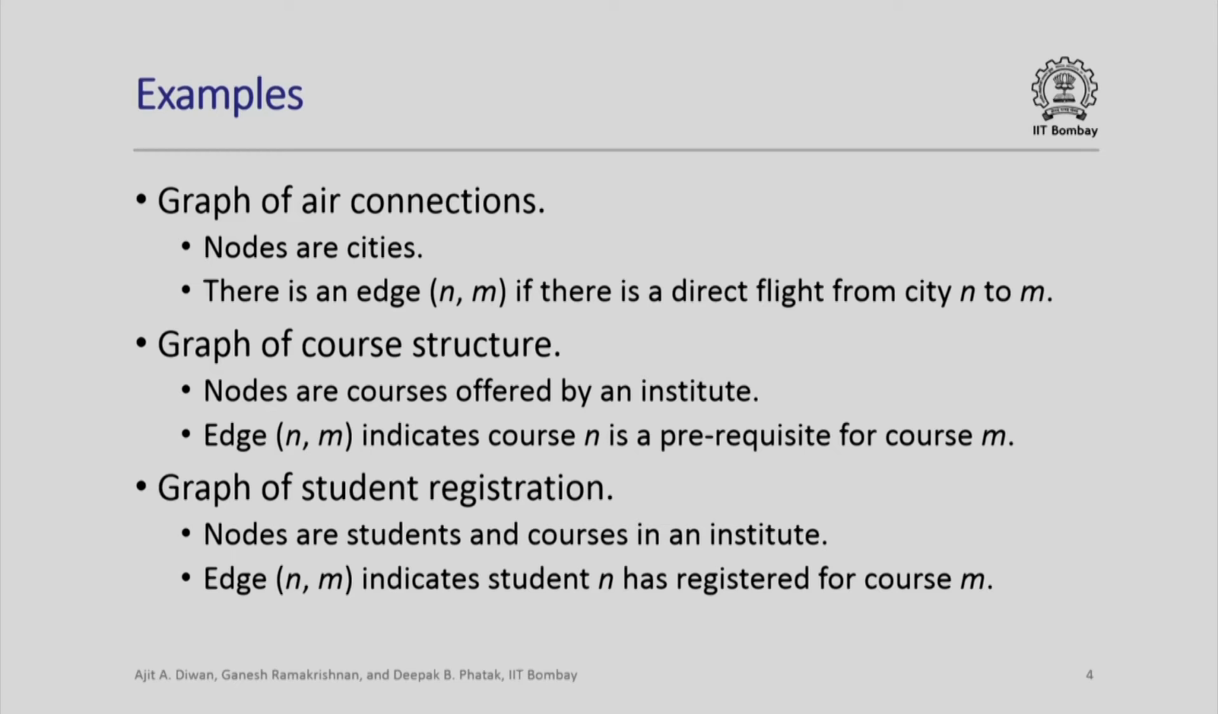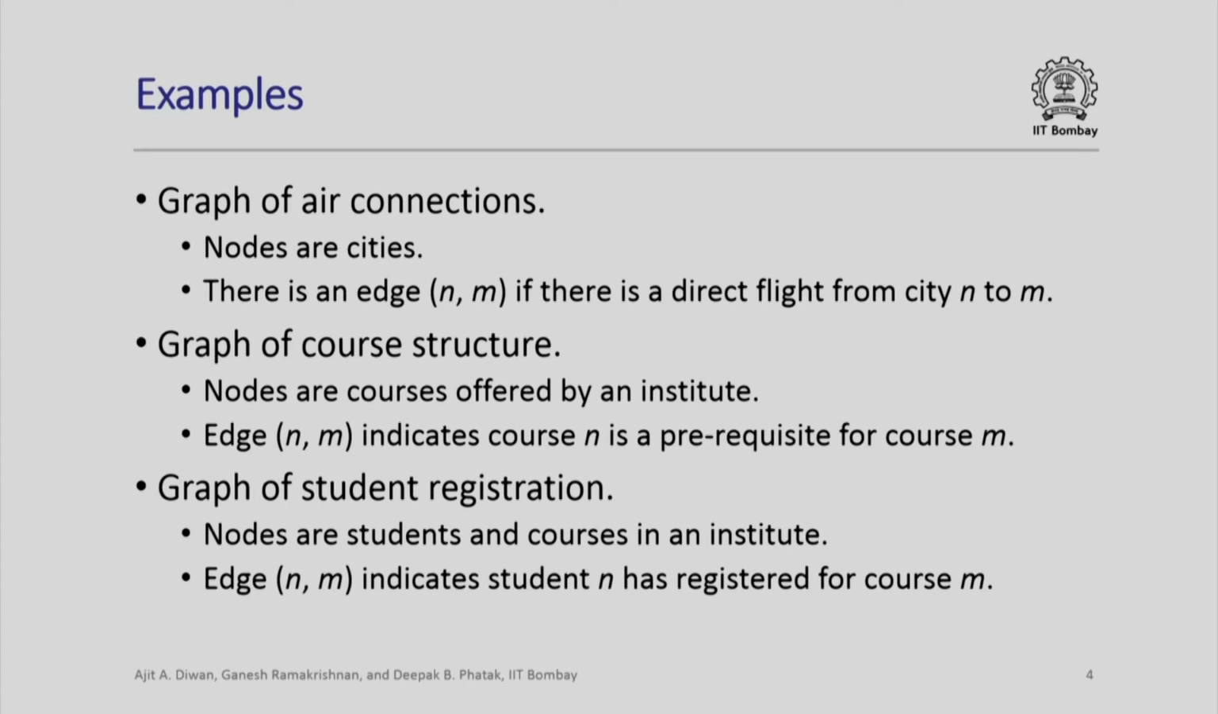If you look at courses offered in an institute, there is a graph which defines their structure. The nodes are the set of all courses, and an edge (n, m) indicates that course n is a prerequisite for course m. So, you can do course m only after completing course n, and this relation between courses is indicated by the set of edges in the graph.